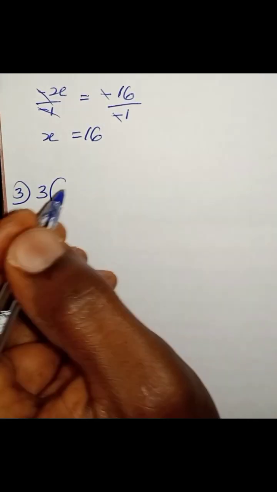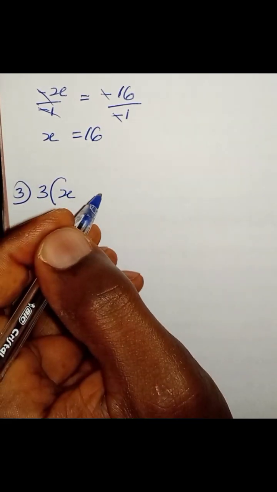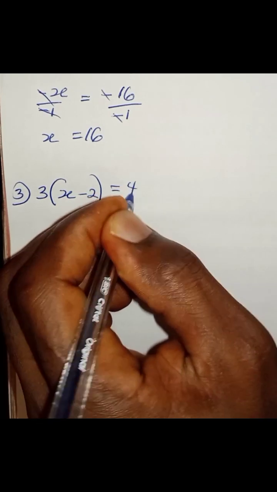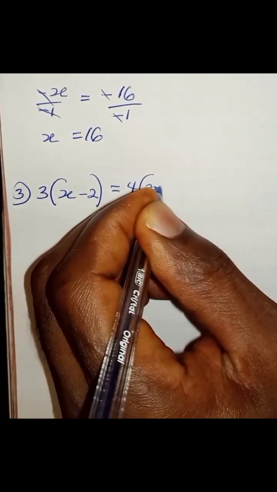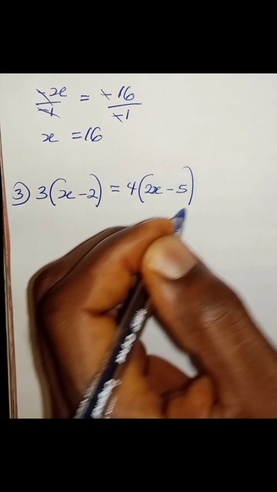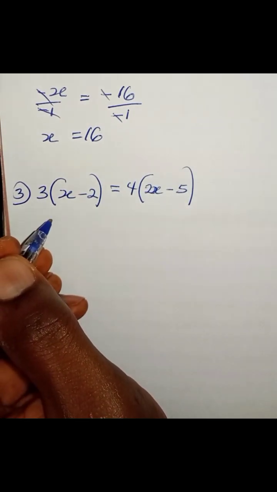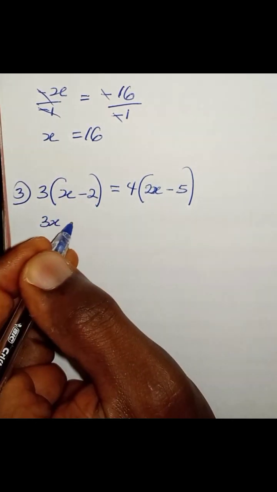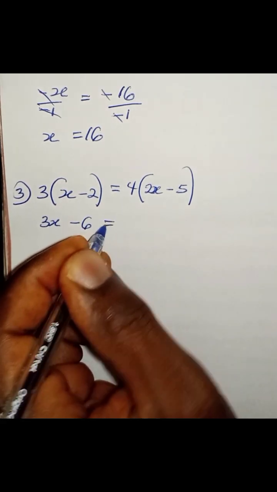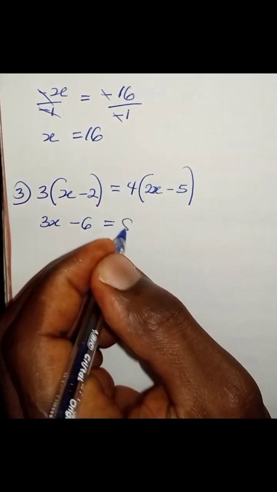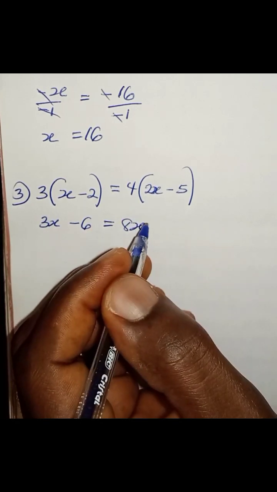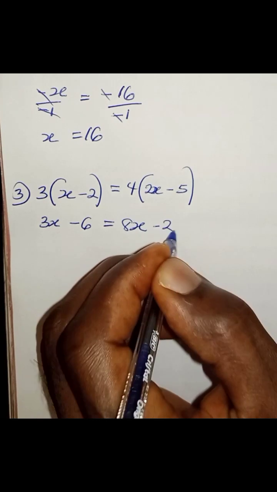3 open bracket x minus 2 close bracket is equal to 4 open bracket 2x minus 5 close bracket. The first thing to do is to clear the brackets. 3 times x gives us 3x. 3 times minus 2 is minus 6. Bring down your equality sign. 4 times 2x gives us 8x, because 4 times 2 is 8, you bring down your x attached to it. 4 times minus 5 is minus 20.